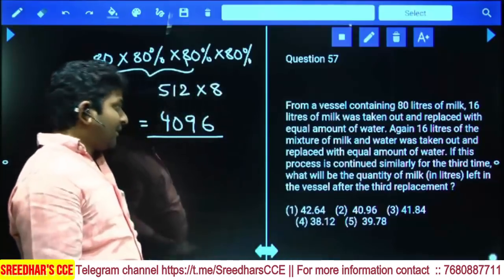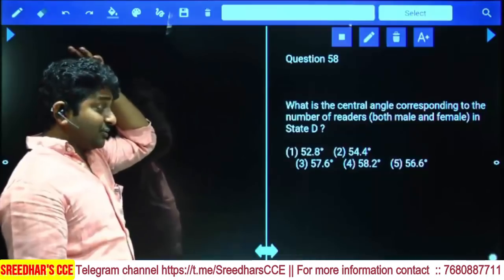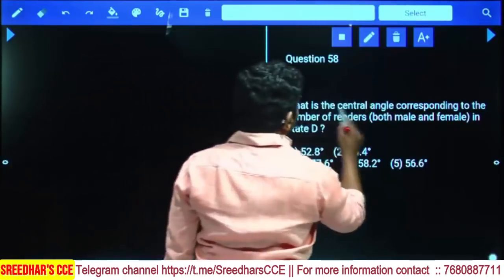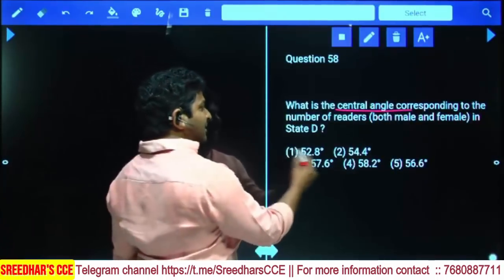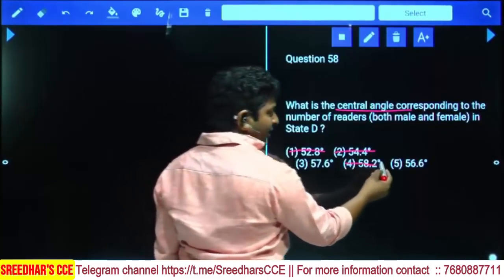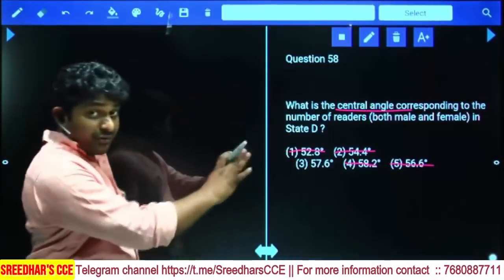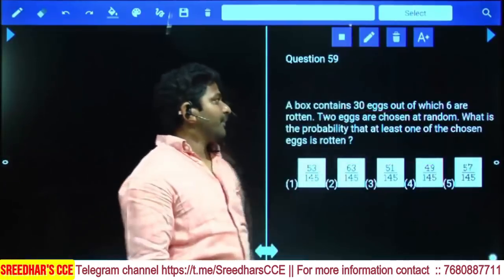Right? Next. What is the central angle corresponding to the readers? So this is not related to this question, but still, I told you already, central angle in the sense, the answer should be a multiple of 9. First cannot be your answer, second cannot be your answer, third may be your answer, fourth cannot be your answer, fifth cannot be your answer. Answer third option. Of course, this is not related to this particular exam.